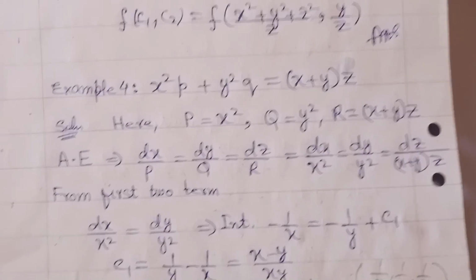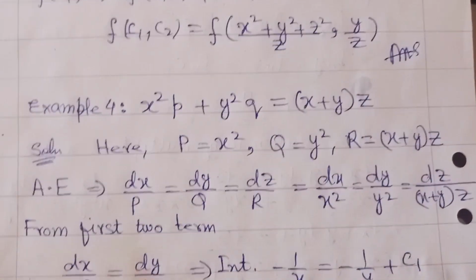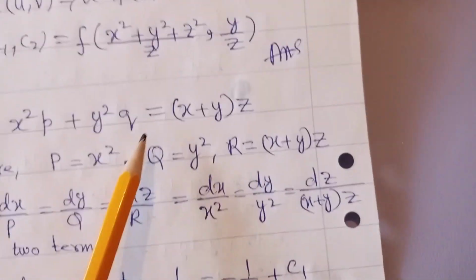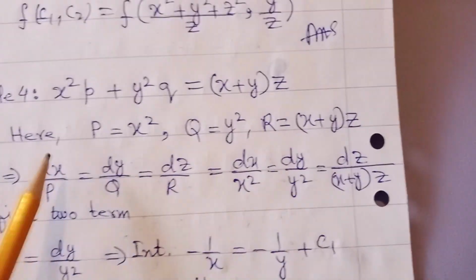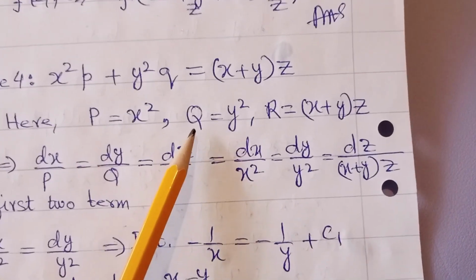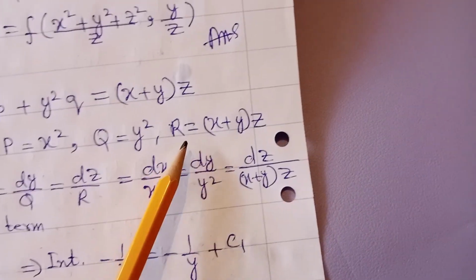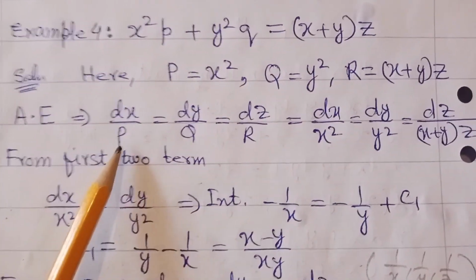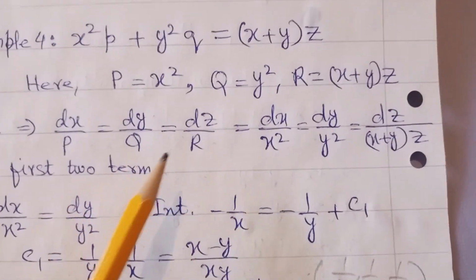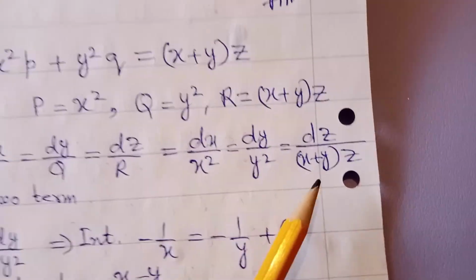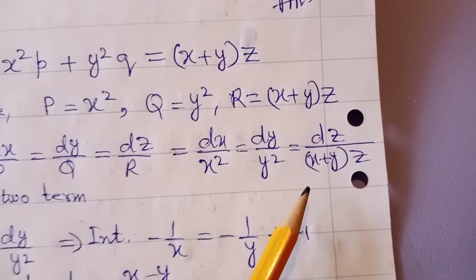In this example we have the problem x square p plus y square q is equal to xy into z. So here the value of capital P is x square, capital Q is y square, capital R is xy into z. Now the auxiliary equation according to the definition: dx upon P is equal to dy upon Q is equal to dz upon R, that is dx upon x square, dy upon y square, dz upon (x plus y) into z.